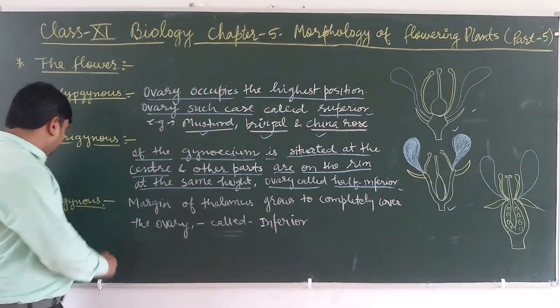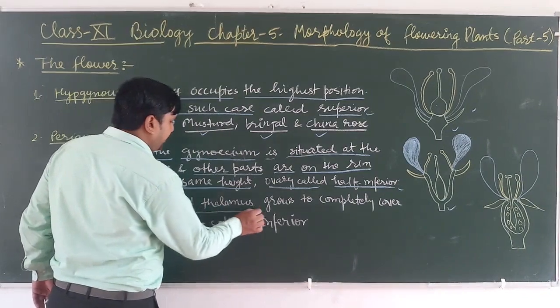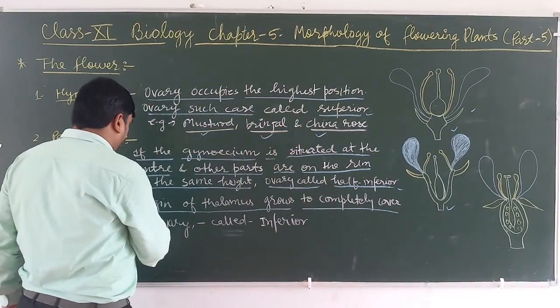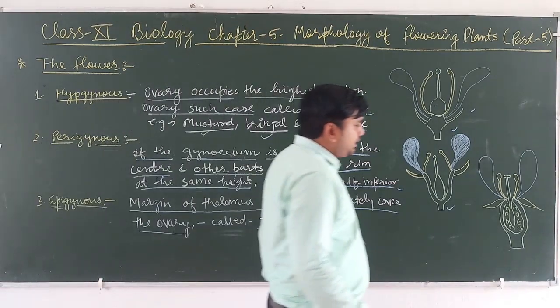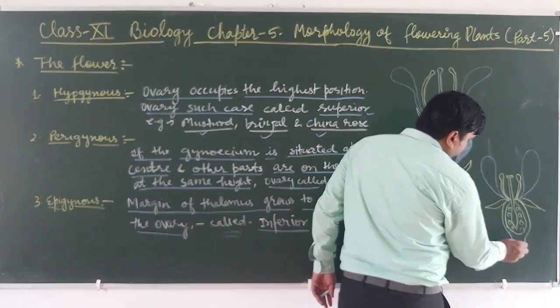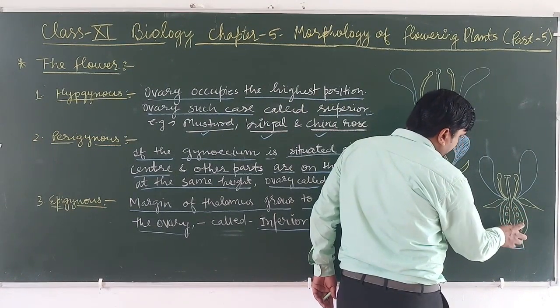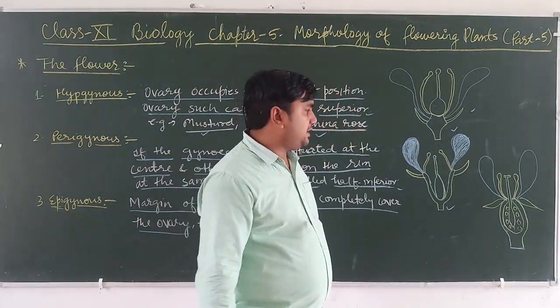And the last one is epigynous. Epi means margin. The margin of the thalamus grows to completely cover the ovary, so the ovary is called inferior. Here you can see the ovary at the center, covered from all sides. That is epigynous.